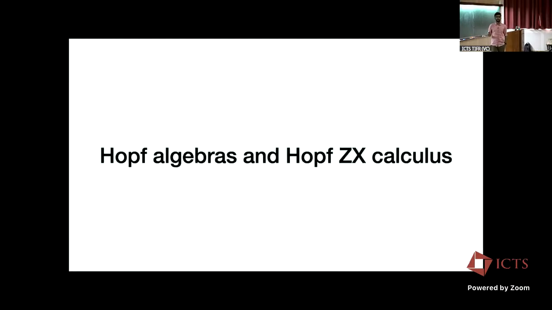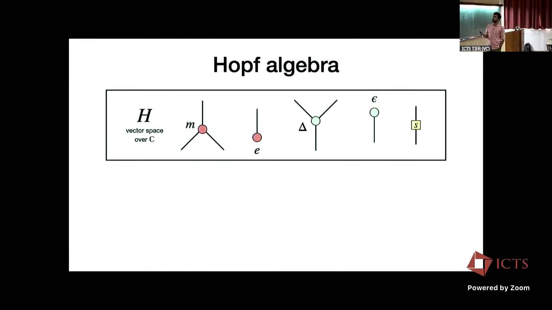So let me start with an intro and refresher to Hopf algebras and Hopf ZX calculus. This topic was developed by these people, and there's not a lot of literature on this actually. So Hopf algebras have been known for a long time, but developing a complete graphical calculus is a much more recent interest. So a Hopf algebra consists of these 6 pieces of data. There's a vector space. I'll take it over complex numbers.